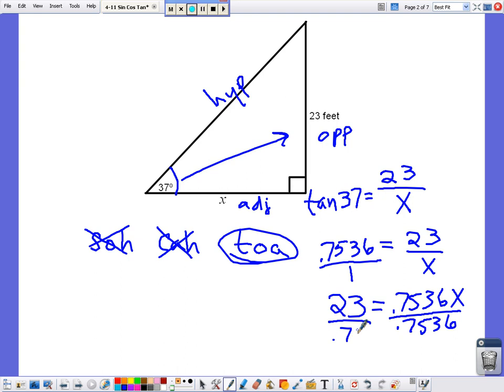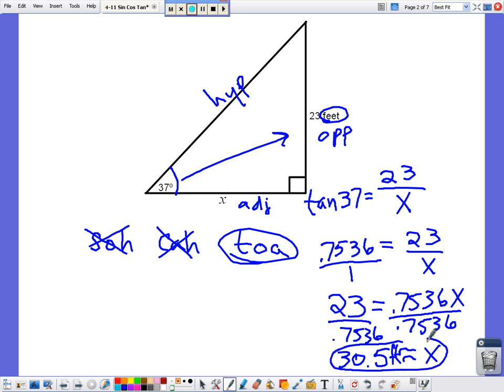So 23 divided by 0.7536 gives me 30.5-ish is my value for x. And since I have units of feet here, my x will have the units of feet also. So I'll put feet on that really quick. And there's my answer right there.